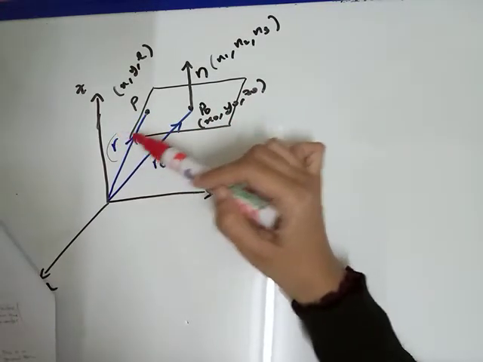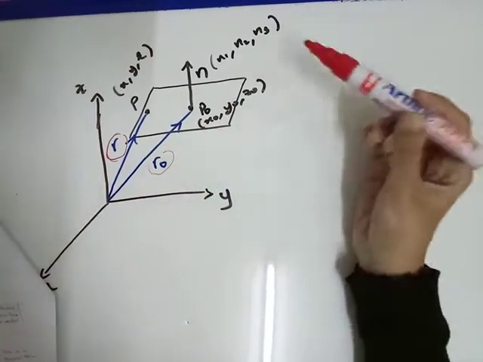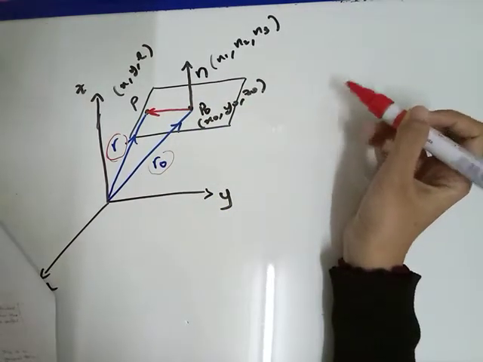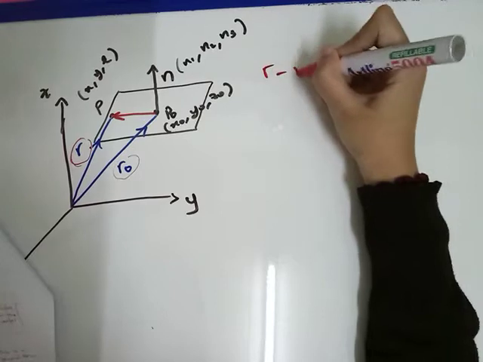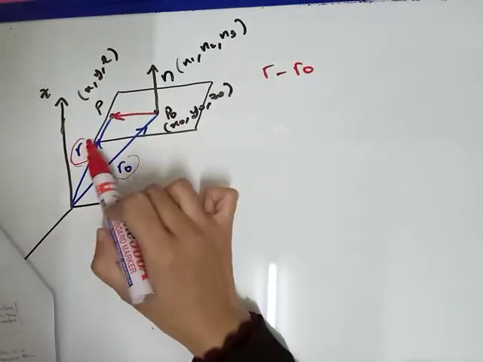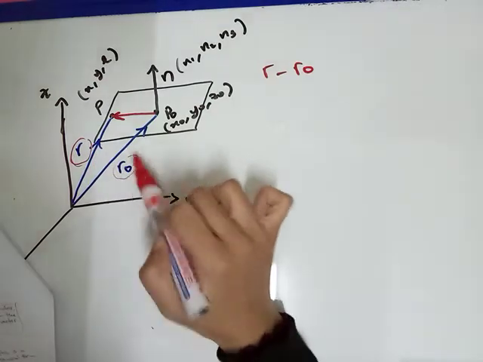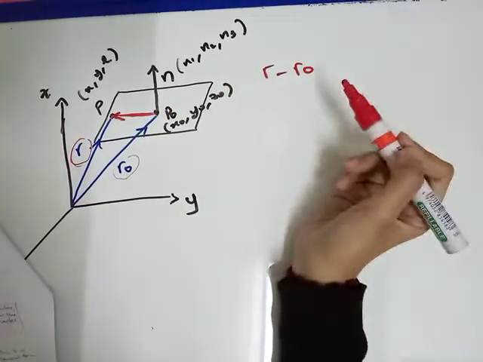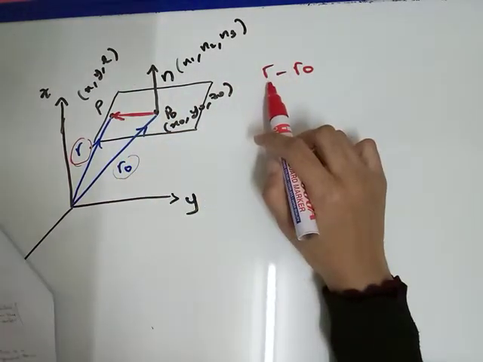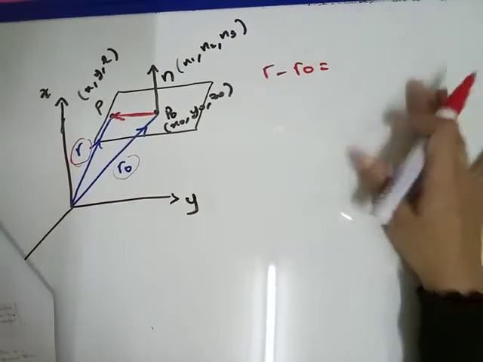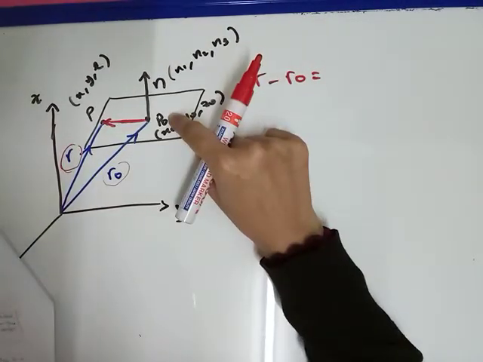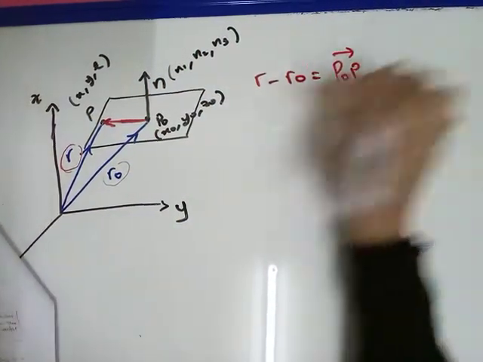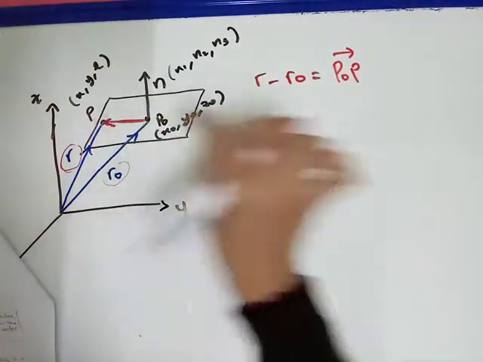By adding these two vectors, by joining them, it will give us this vector, which is r minus r naught. It is equal to the vector from P naught to P, because we have two points, P naught and P.